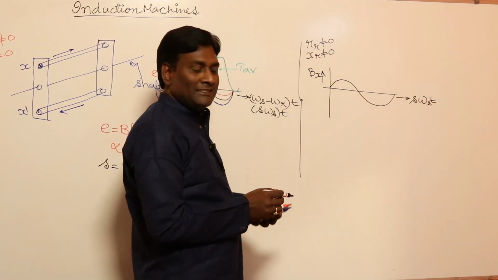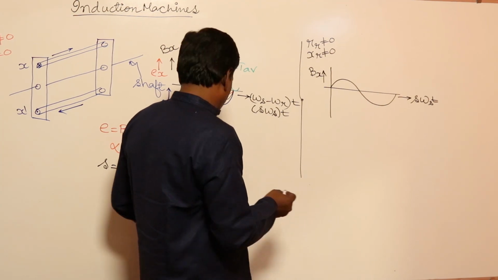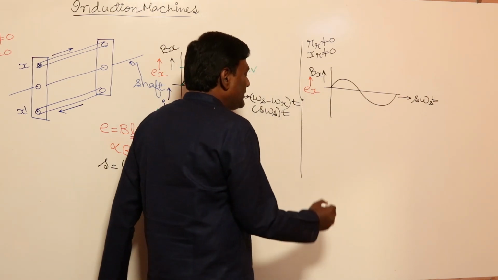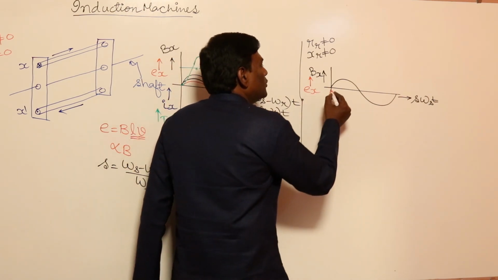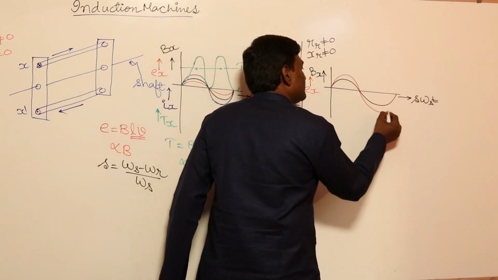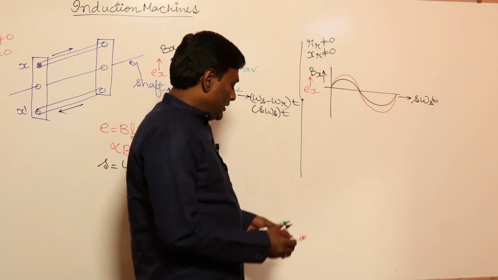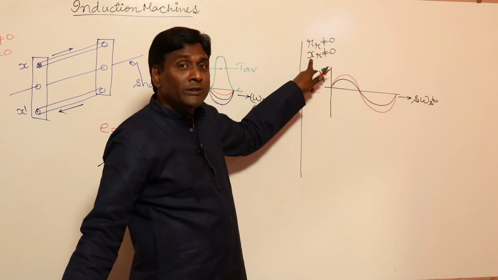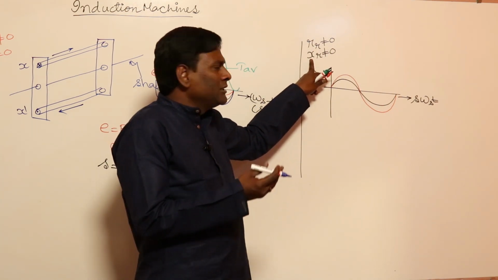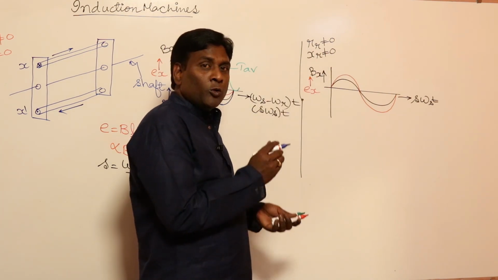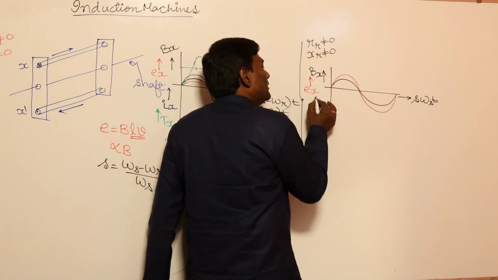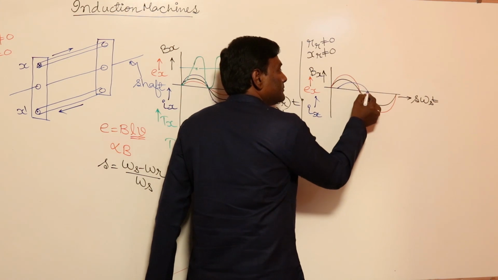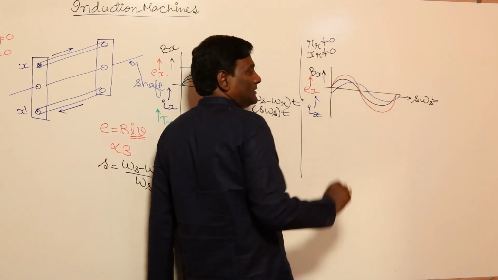If flux density is like this, what about the induced voltage? Induced voltage is Ex. That induced voltage is directly proportional to flux density, so my induced voltage is this. Now if you think of current, the moment you have resistance and also reactance, my current should lag behind voltage by tan inverse of X by R, or not? Yes. So for example, conductor current Ix should lag behind.